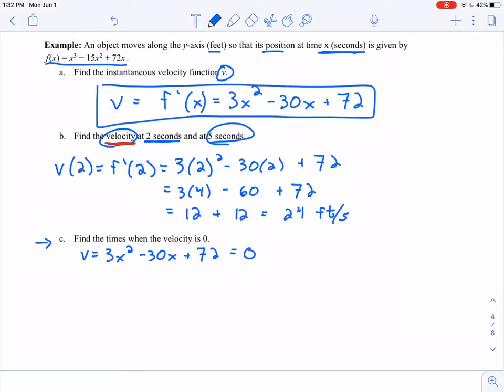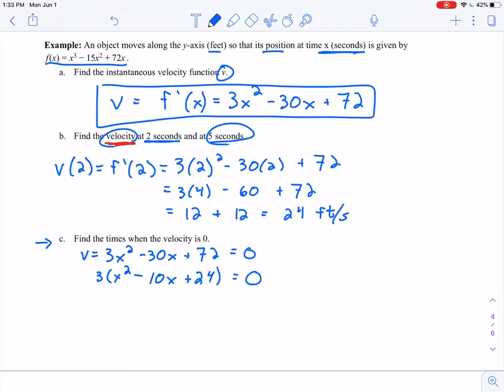This function has a lot of big numbers. I don't really want to deal with them. I know that all of them, though, are divisible by 3. I've got that constant multiple of 3, so I'm going to factor that out. That'll leave me with x squared minus 10x plus 24 is equal to 0.